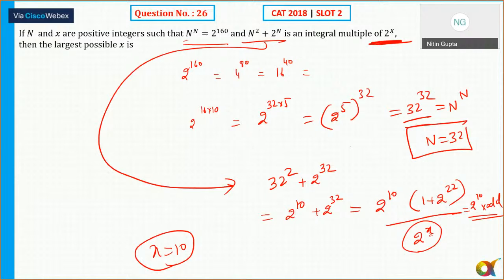Any doubts to anyone now in question number 26? Please respond. Okay, guys. So let's move to the next slide now.